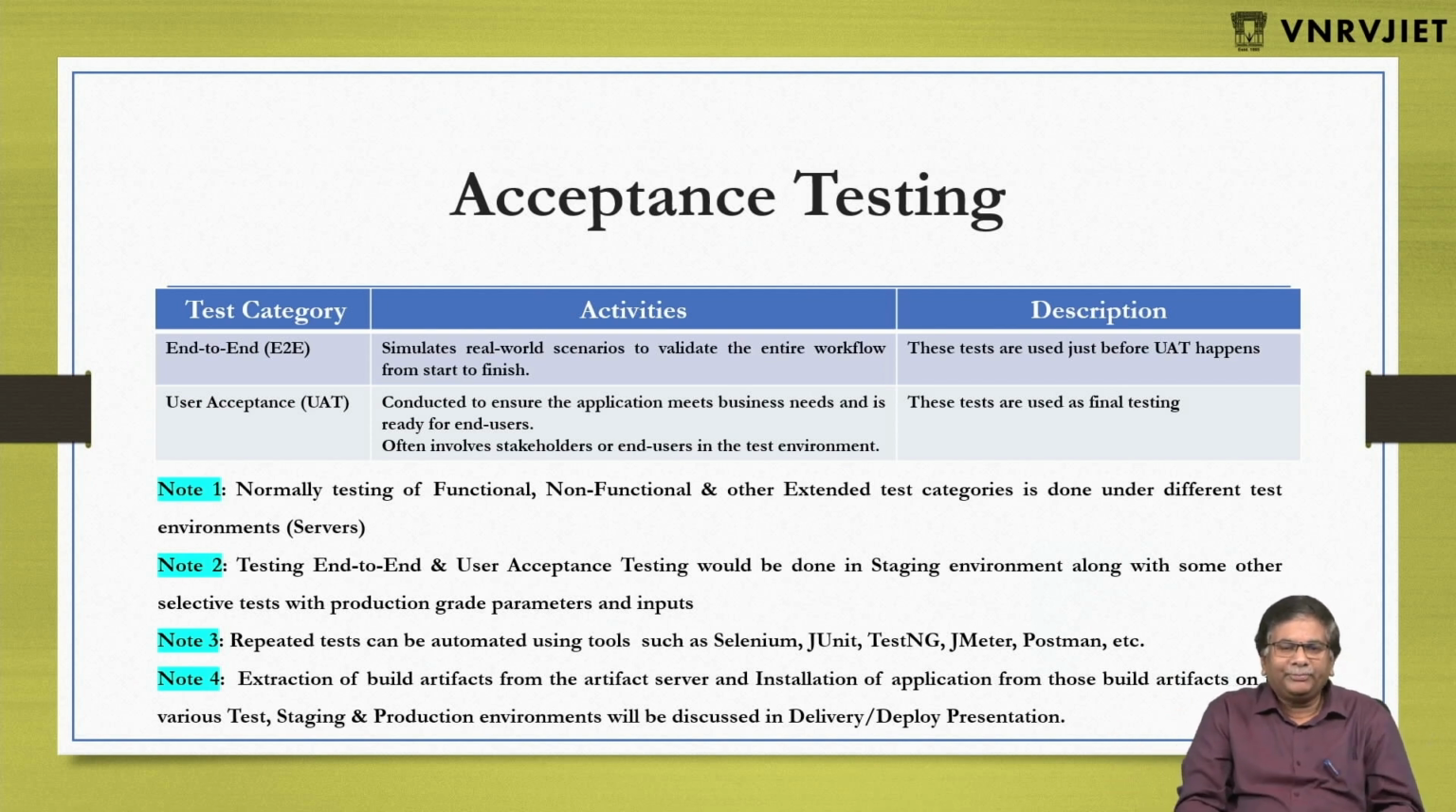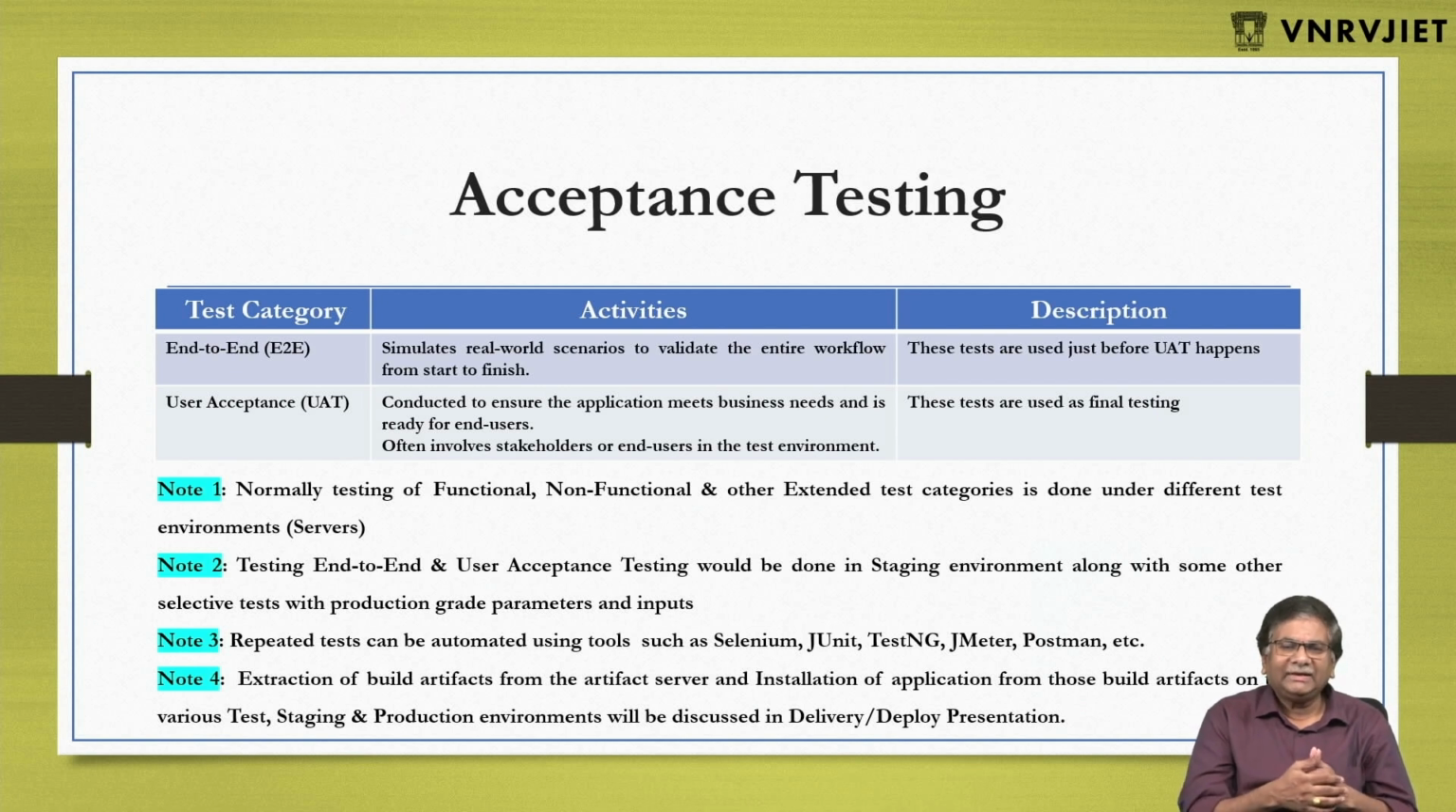Now there are some important points I want to mention here. Normally, testing of functional, non-functional, and other extended test categories is done on different servers. The second note is that end-to-end user acceptance testing would be done in the staging environment along with other selective tests. Sometimes in staging you want to test other kinds of tests also. Then the UAT people, the specialized users, can do those tests also.